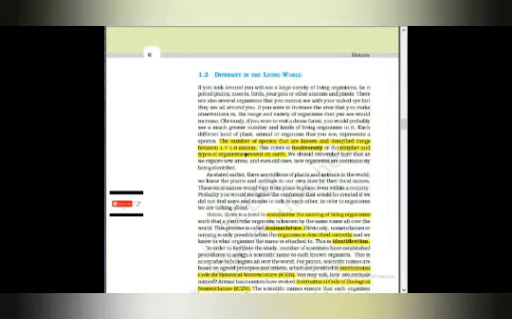Another term that you will face in this chapter is nomenclature. What is nomenclature? It is the standardizing of the names of living organisms. That is known as nomenclature. We will discuss binomial nomenclature here in this chapter.